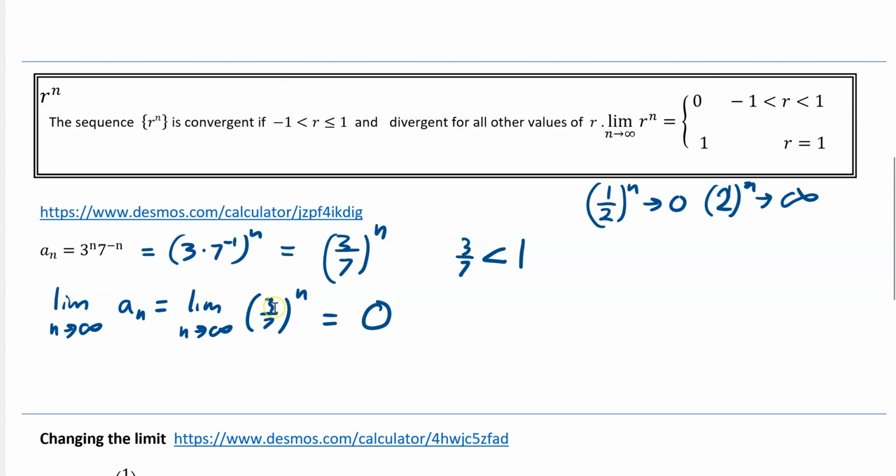So again, if that r here is bigger than 1, it's going to become divergent. So if that had been a 2 to the n, it would go off to infinity and it would be divergent. But the key is to get it together as one base.